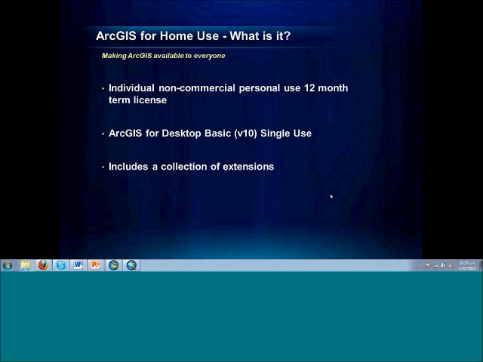Okay, so a couple of key points worth noting on this first slide. The words individual, non-commercial, personal use, 12-month term license. The key point is that the licensee is a person, an individual. This program is not targeted at an organisation. It is for your own personal use. It is a 12-month license, so if you do wish to renew, you will do that at the end of the 12-month period. We'll talk a little more about the software and extensions on the next slide.